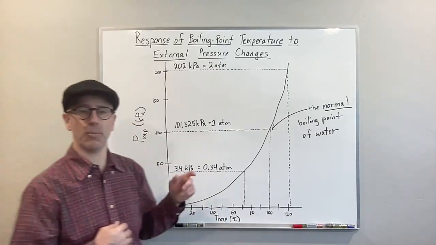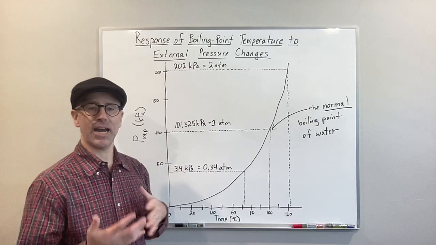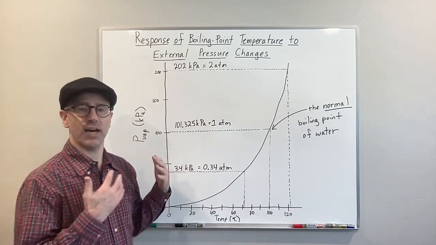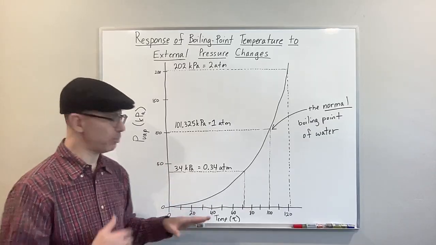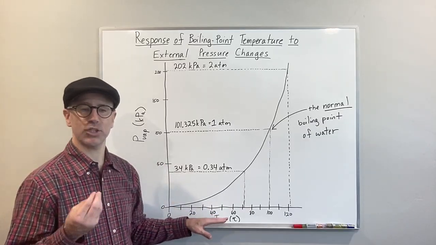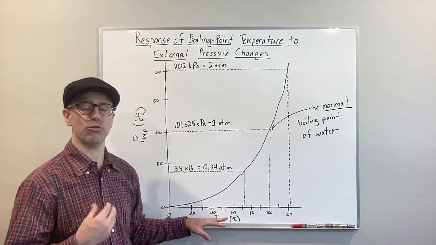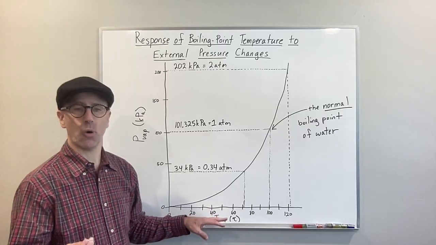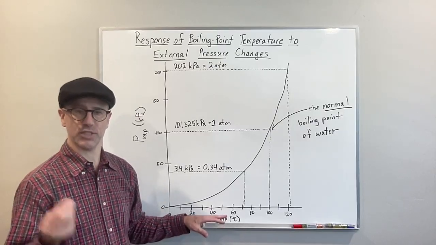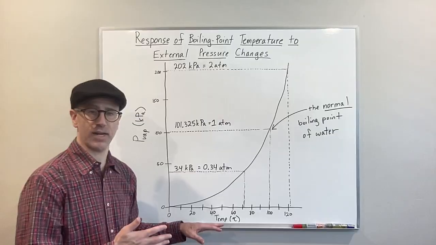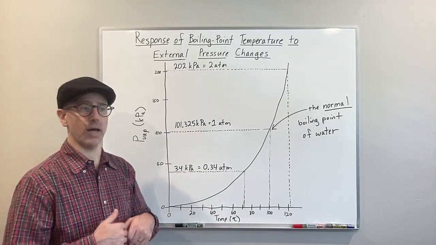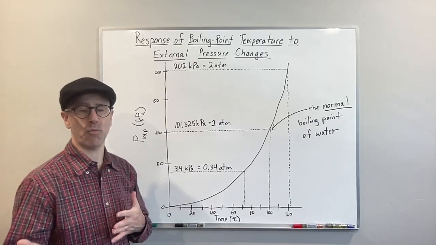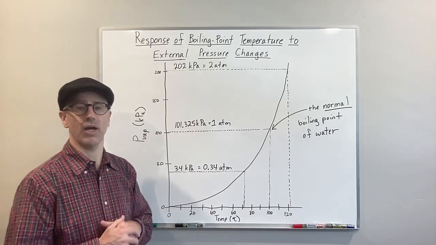Also, by the way, I just want to point out that this graph is showing us that the boiling point is dependent on the external pressure, right? So anytime you report a boiling point, you should report the external pressure, because boiling point is dependent on external pressure. Now, a lot of times that pressure is not reported, and if it's not reported, it's assumed to be at the normal boiling point.